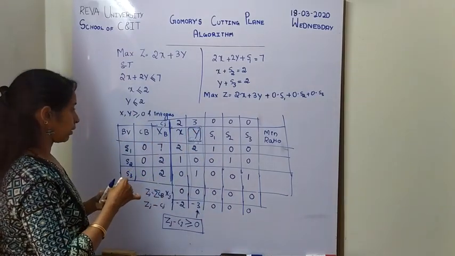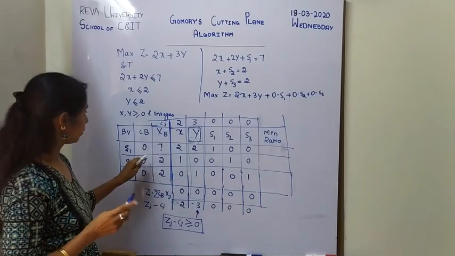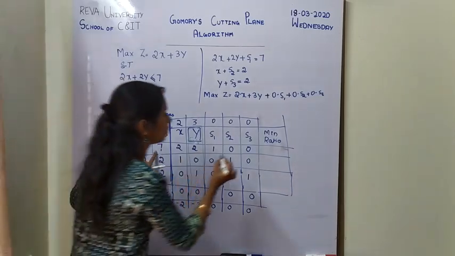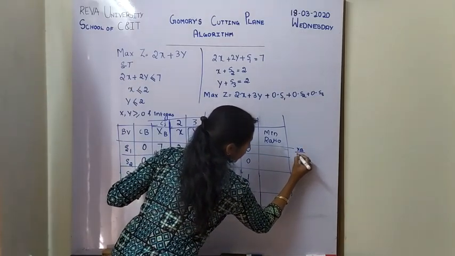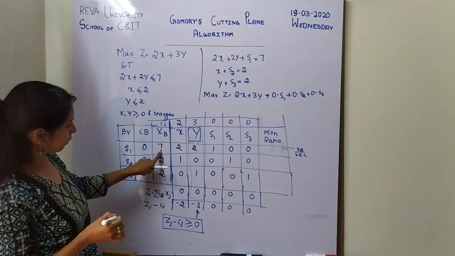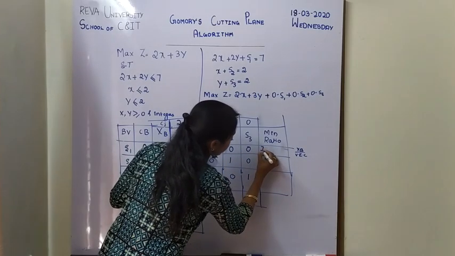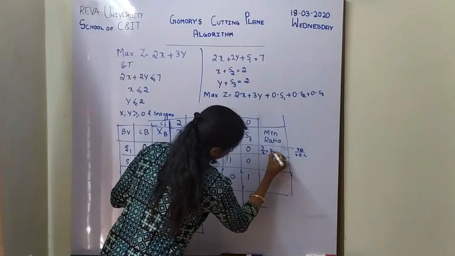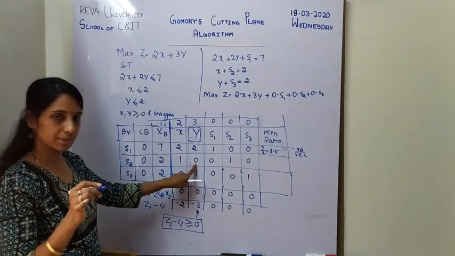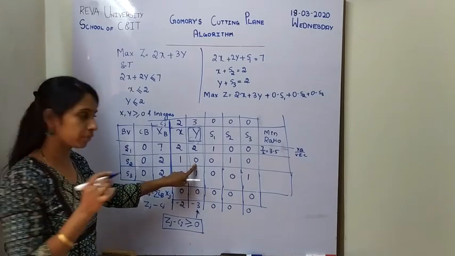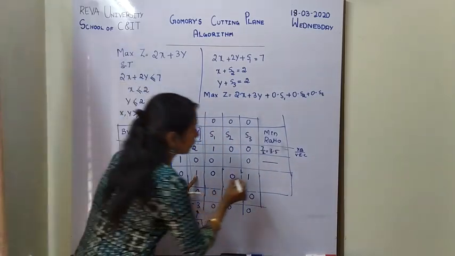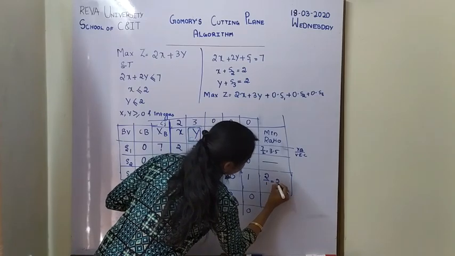Now, to find out the minimum ratio, take XB divided by the value in the entering column. What is XB? X7 divided by 2. 7 divided by 2 gives you 3.5. 2 divided by 0: whenever something is divided by 0, or whenever you have a negative number, you can leave this blank. 2 divided by 1 will be equal to 2.